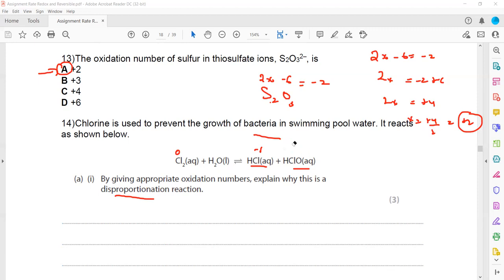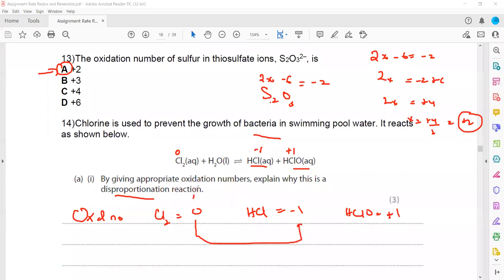So first we have to mention the oxidation numbers. The oxidation number of chlorine is 0 here. In HCl it is -1, in HClO it is +1. So the same element undergoes reduction and oxidation. That is why this reaction is a disproportionation reaction. Like the same element, in a chemical reaction, is oxidized and reduced. So here chlorine is oxidized as well, and chlorine is reduced.